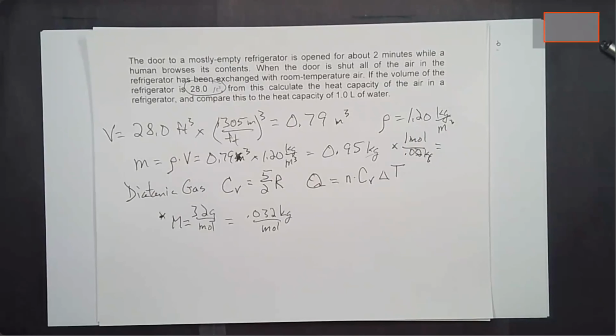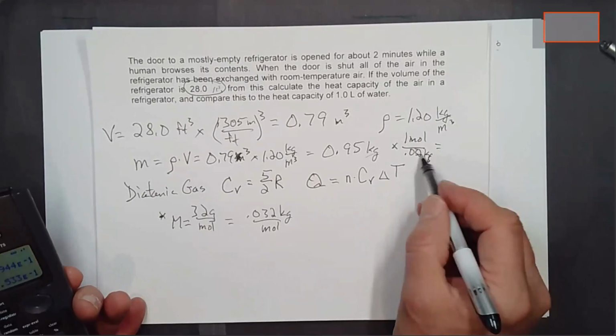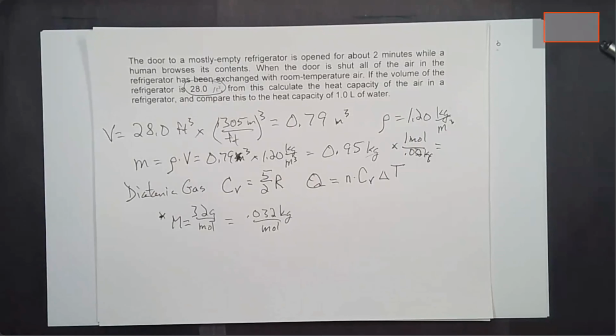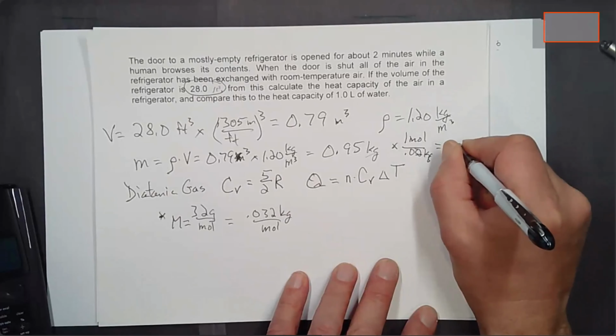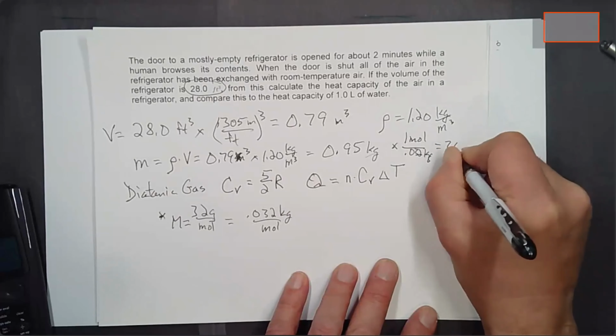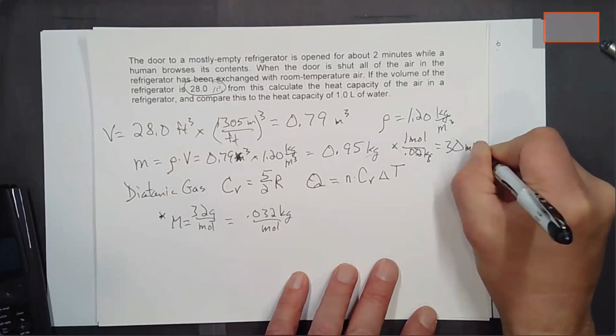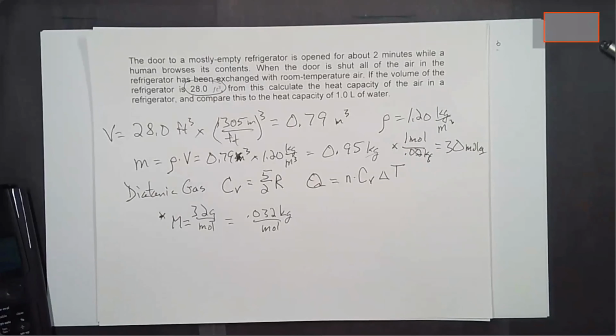And it's a mixture of oxygen and nitrogen, so I'd have to use something a little bit different than this, but 0.95 divided by 0.032, and I get about 30. 30 moles. Okay.